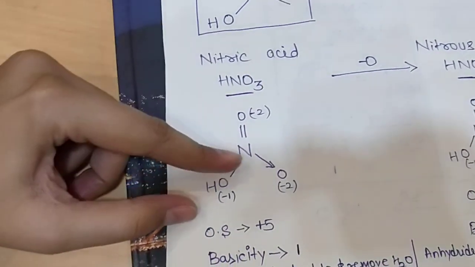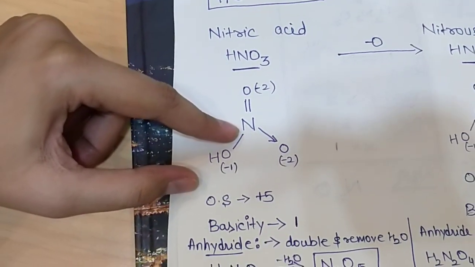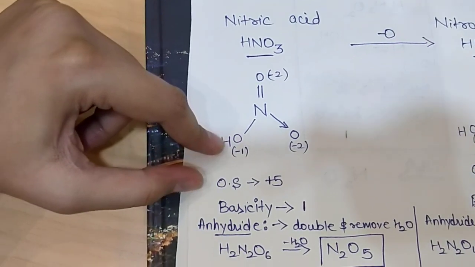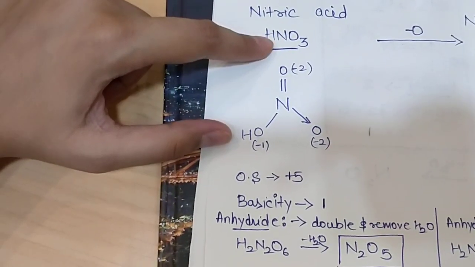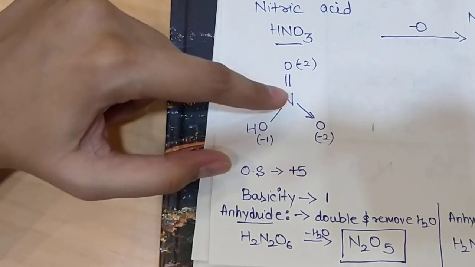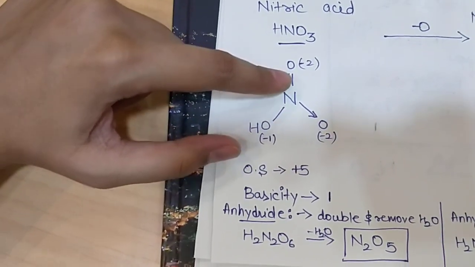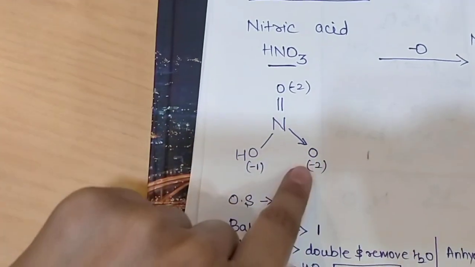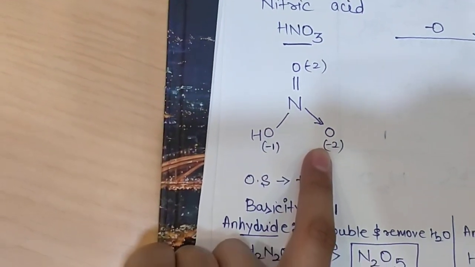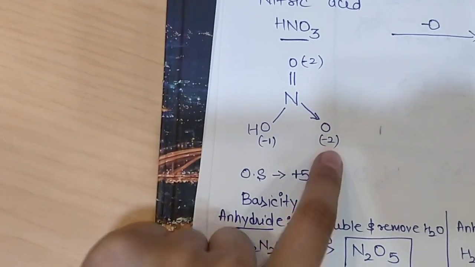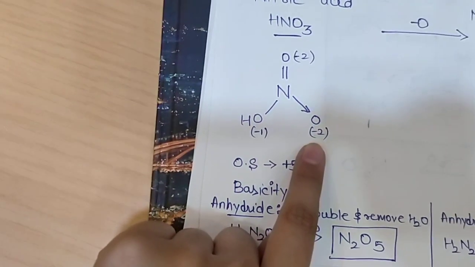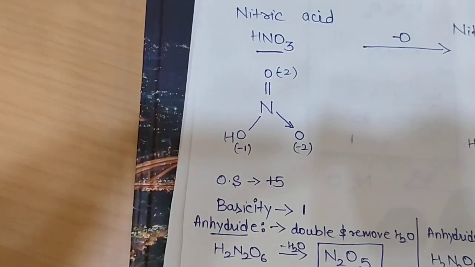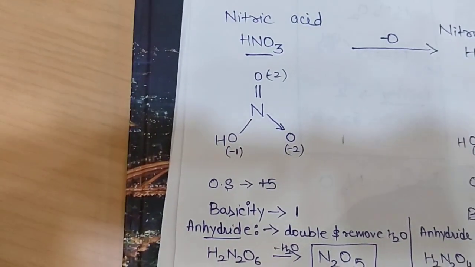This is the structure for nitric acid. Nitrogen has one mandatory OH linkage and two oxygens remaining after the OH linkage. Of the two oxygens, one oxygen is present as a double bond and the other oxygen is present as a coordinate bond. This is based upon the fact that nitrogen cannot form more than 4 bonds.